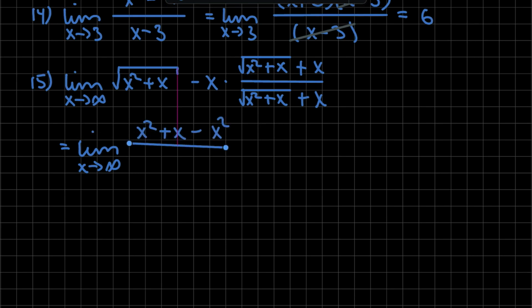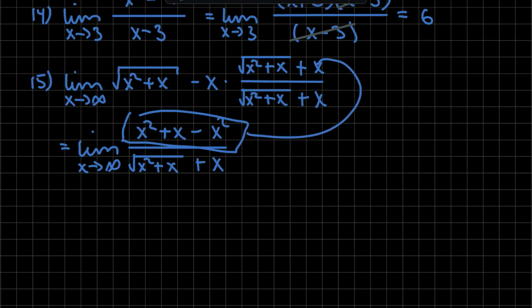And then on the denominator, we still have this leftover. So we'll just copy that as it is: x squared plus x, and then plus x outside the square root. So we're just copying the denominator, and if you're not sure how we got to this numerator, you can try factorizing this, and you'll see that you'll get this product as a result, using the difference of two squares formula.